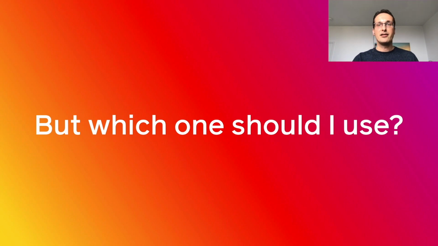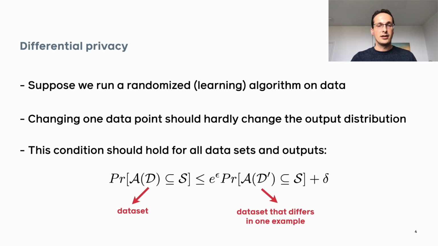So before I dive into the details of our study, let me first set up the privacy framework that we use, which is a standard differential privacy framework. So for those of you who are not familiar with differential privacy, here's a quick introduction. Suppose we run a randomized algorithm on data. And this could be either a randomized learning algorithm or a randomized prediction algorithm.